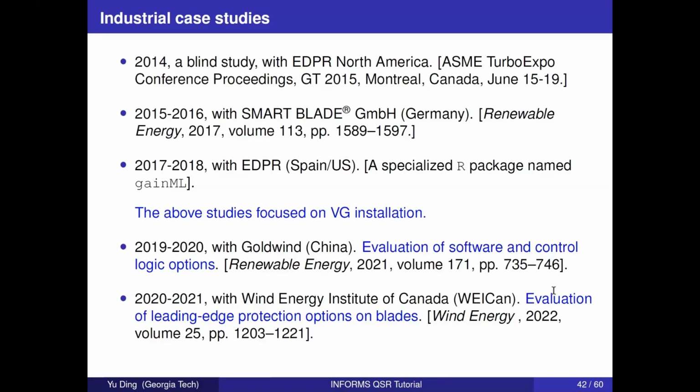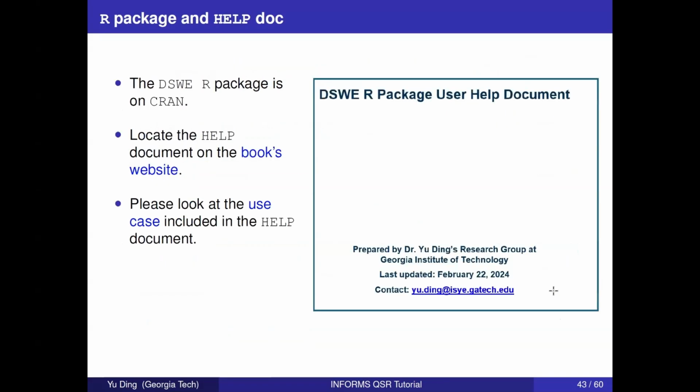And afterwards, we did something else. The first 3 analyses were all related to VG installation. In 2019-2020, we did the analysis we reported in the previous slides on the evaluation software and the control logic. And in 2020-2021, we did an analysis on leading edge protection with the Wind Energy Institute of Canada. Most of the work is published. They allowed us to publish the results in conferences and journals.